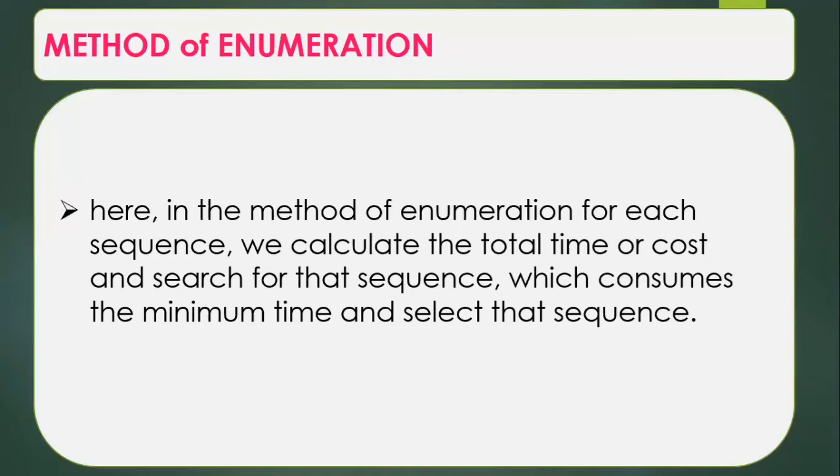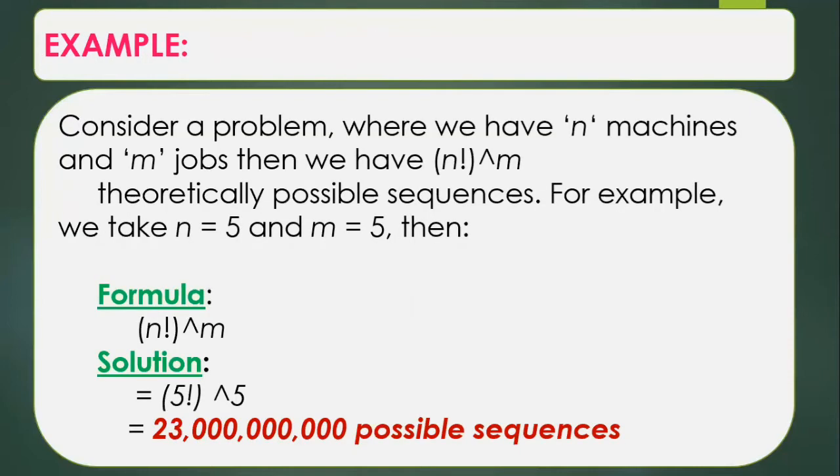that sequence. Now, this is possible when we have small number of jobs and machines, but if the number of jobs and machines increases, then the problem becomes complicated. It cannot be done by method of enumeration. For example, consider a problem where we have n machines and m jobs, then we have (n factorial) raised to the power of m theoretically possible sequences.